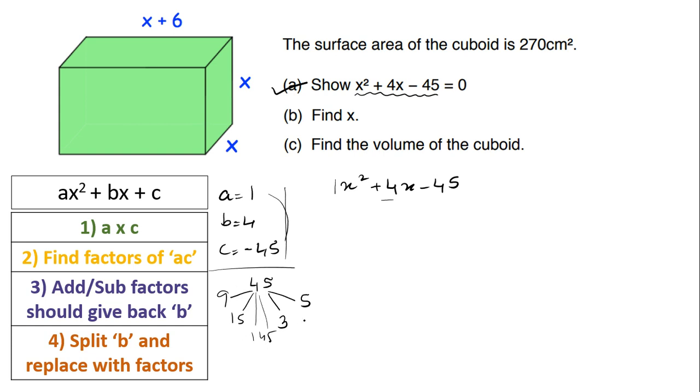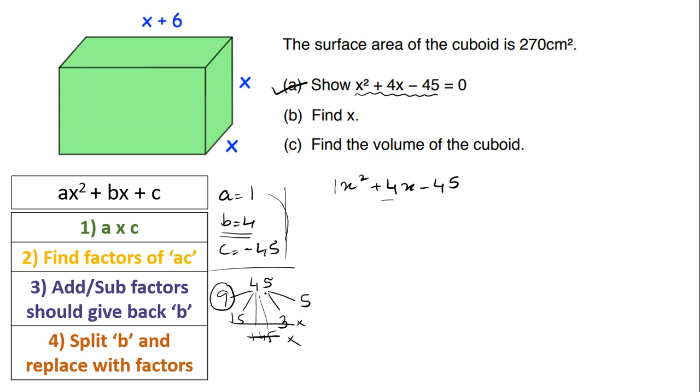Now once I have a few of my factors listed down, I need to see that adding or subtracting those factors should give me my b. What's my b? 4. Which means if I do 1 plus 45, it gives me 46. If I do 45 minus 1, it gives me 44, which means 1 and 45 are not in the list. Now if I try 15 and 3, 15 plus 3 gives 18. 15 minus 3 gives 12. Again, not in the list. No 15 and 3, no 1 and 45.